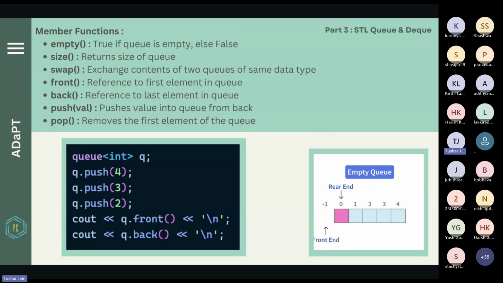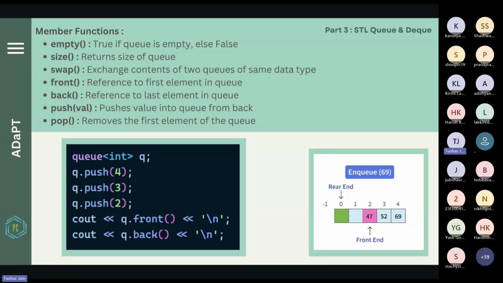Then we have front. Front gives us a reference to the first element in the queue. Back gives us a reference to the last element in the queue. A way in which this is different from stack is that in stack we can only access the topmost element, while in queue we can access both the front and back element.